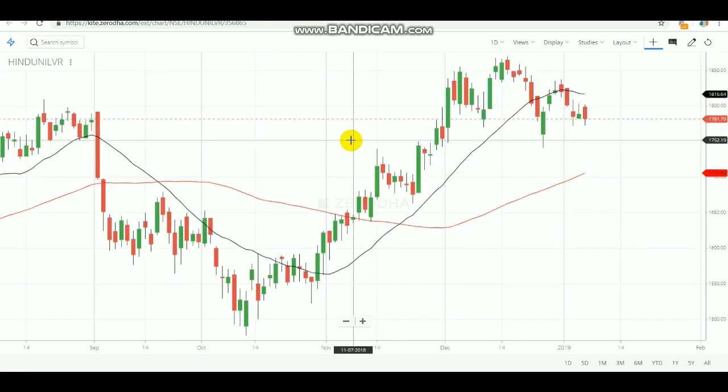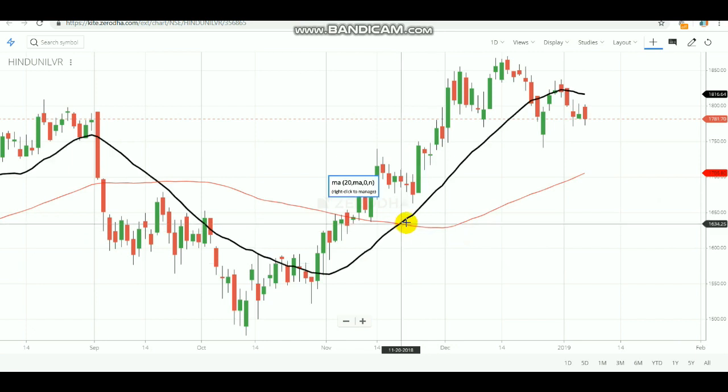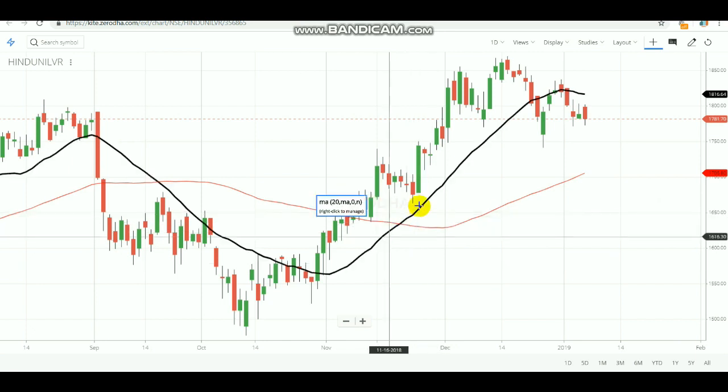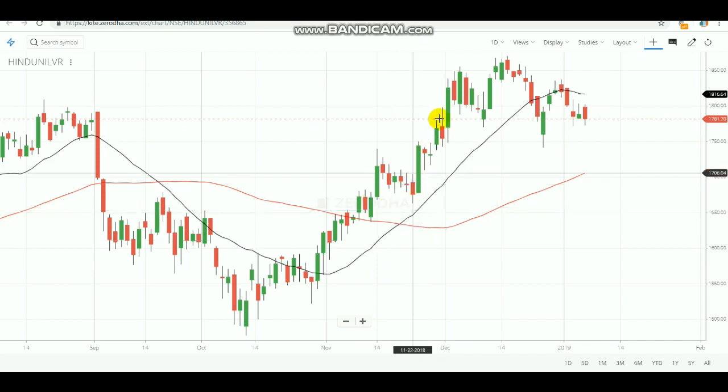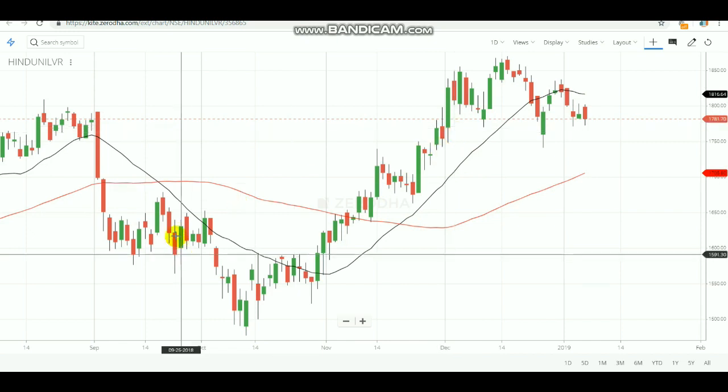This is Hindustan Unilever stock. In this stock, as you can see, a buy trend has been formed. After the buy trend has been formed, the market went up, so here you can earn more. Let's see with the previous one.